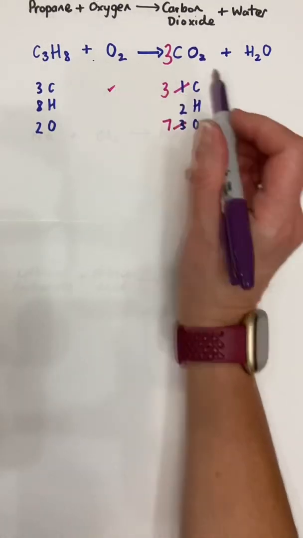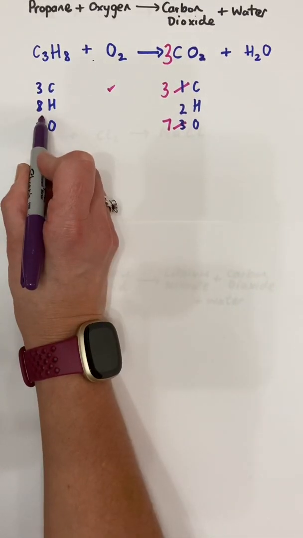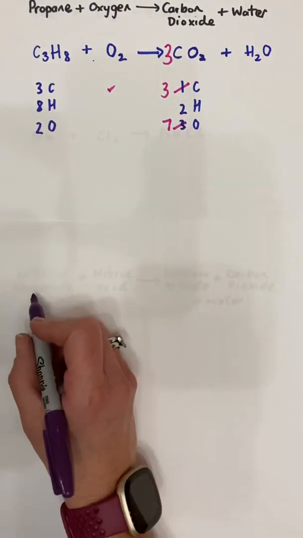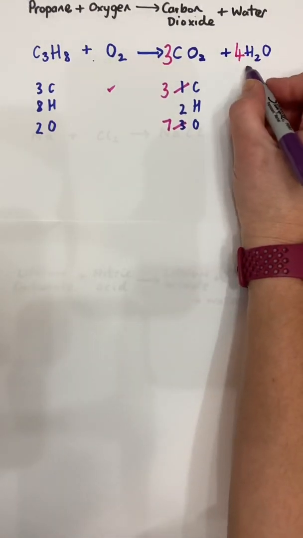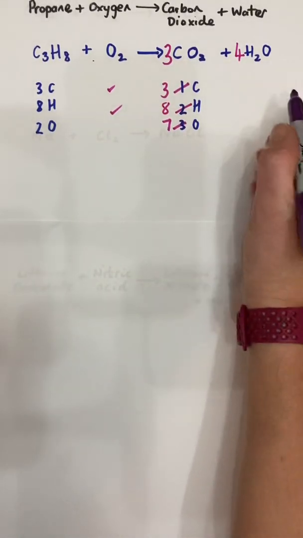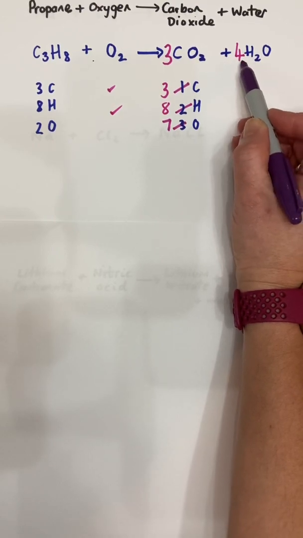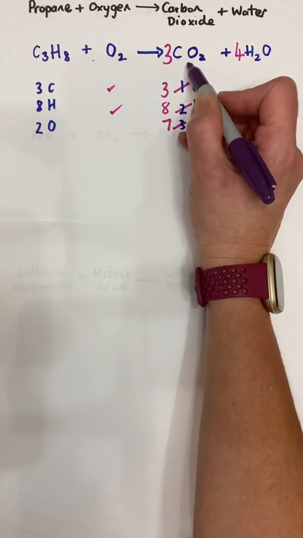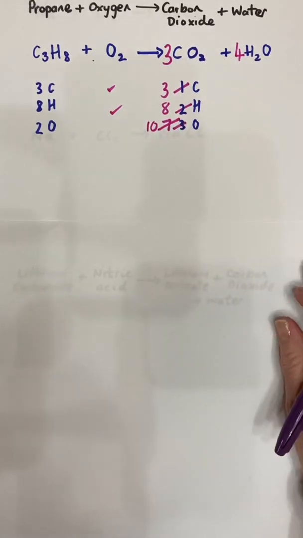Right, so my carbons are sorted. Hydrogens: I've got 2 hydrogens here, but I've got 8 over here. How can I multiply this up to give me the 8 hydrogens that I need? 4 times 2 gives me the 8 that I need. Super. But again, don't forget the impact on the other. This now means I've got 4 oxygens here. So again, go back to scratch: 4 oxygens here, 3 times 2 is 6 here. So 6 oxygens plus 4 oxygens gives me 10.